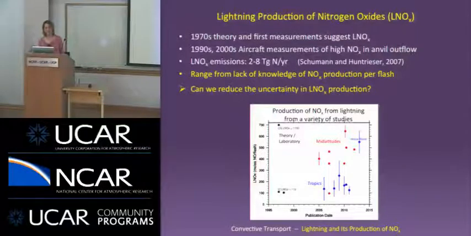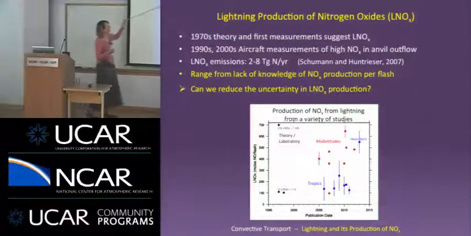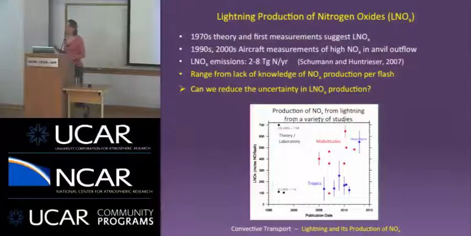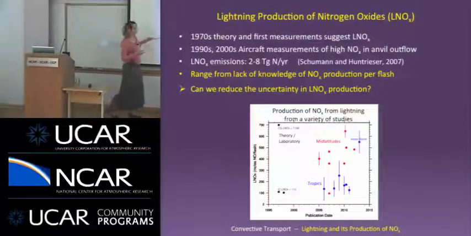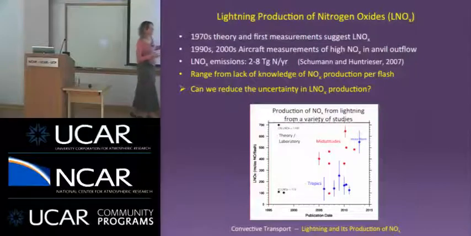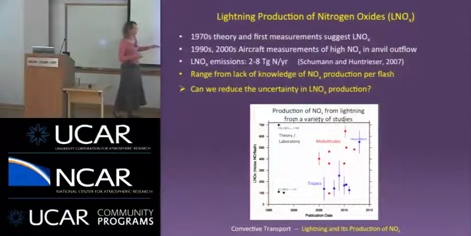There are estimates that on the global scale, lightning NOx emissions are anywhere from 2 to 8 teragrams of nitrogen per year. That range is mostly caused by a lack of knowledge of how much NOx is produced per flash, and that's what's shown here from several studies. Shown here on the x-axis is the publication date of a number of studies, and on the y-axis is the production rate of NOx from lightning in moles of NO per flash.